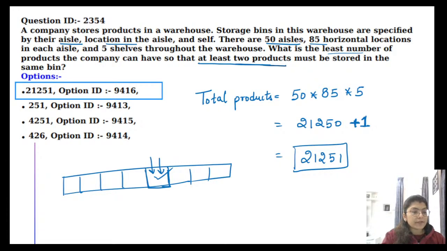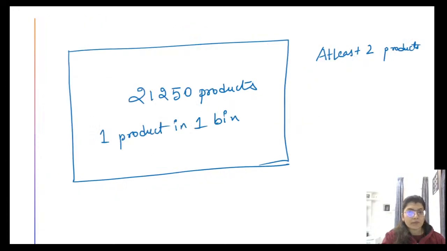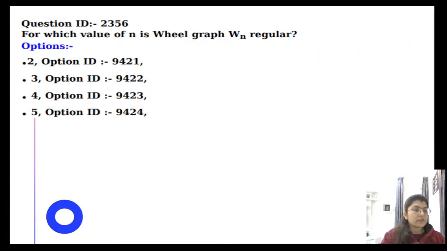Okay, let's move to next question. Next question. For what value of n is wheel graph Wn regular? And the time starts now. For this, you should know what is wheel graph and you should know what is a regular graph. For doing this question, you should know two concepts, wheel graph concept and regular concept.